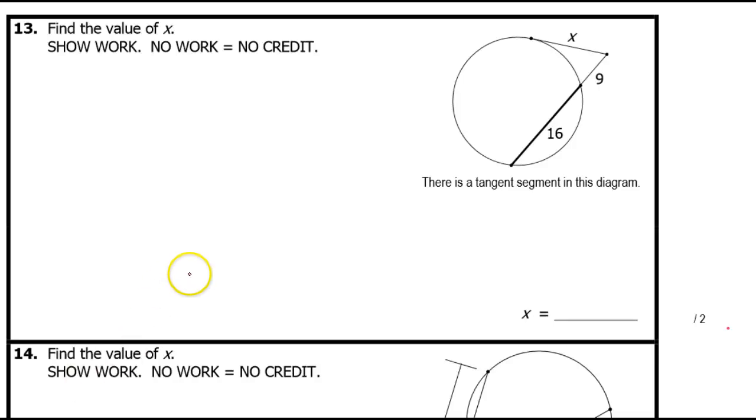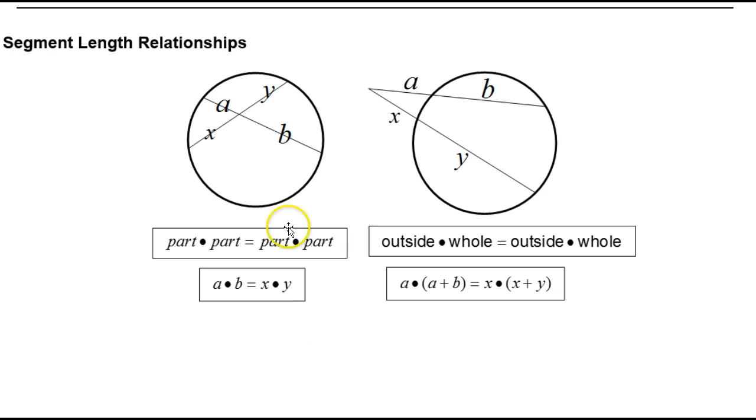In the previous two videos, we talked a lot about the relationships between arcs and angles that arise when you are dealing with circles. But in this video, we're going to switch gears and talk more about segment length relationships.